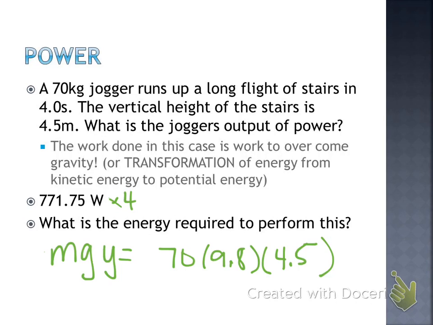Okay, and so that comes out to be what? 2,800, 3,100 or something? 3,087. And what's our units for energy? Joules. Good, joules. So remember, power is the rate at which the energy gets transformed.